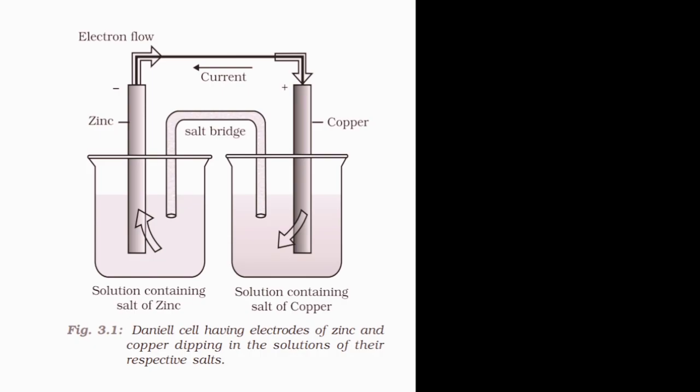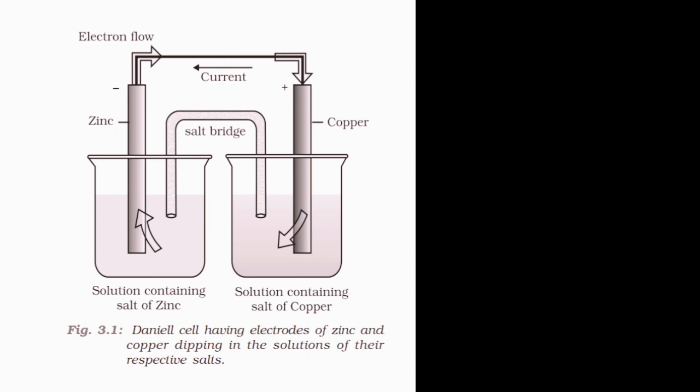A cell consists of two half cells. See this diagram, which shows a cell. It consists of two half cells, and the two half cells are connected with a salt bridge.